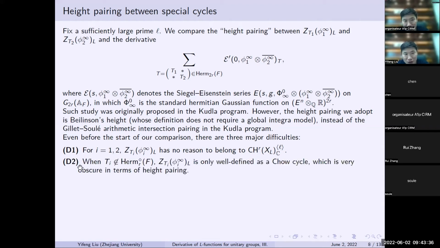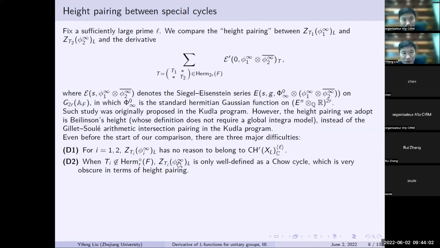Difficulty 2: when T_i is not invertible, when T_i is degenerate, this cycle is only defined as a Chow cycle, as we mentioned yesterday. And the Chow cycle is very obscure in terms of height pairing, because you don't physically see this cycle. You only know there is a Chow class.